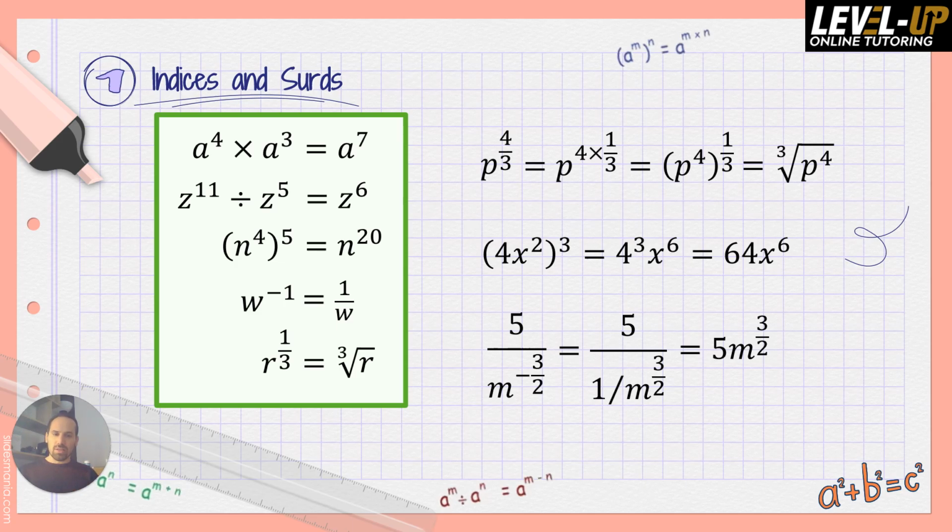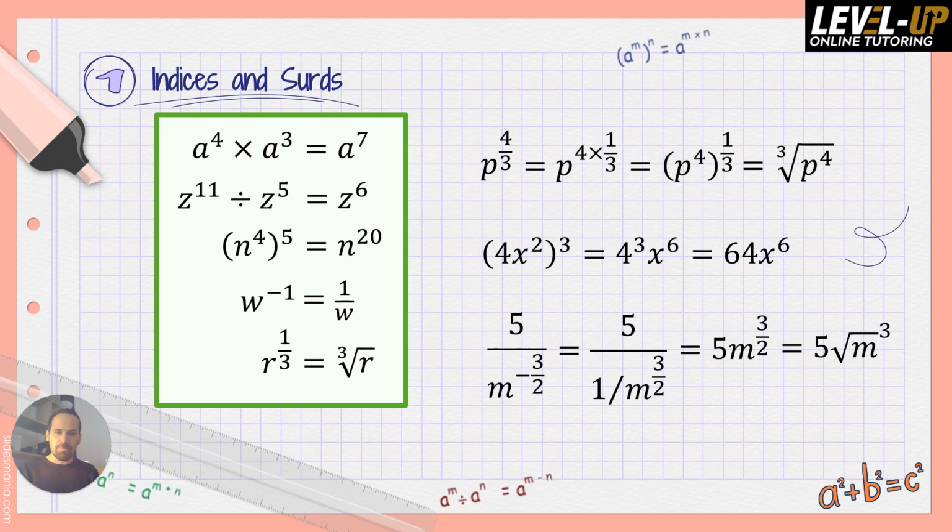So it's basically 5 times by m to the 3 over 2 over 1, which over 1 doesn't change anything, does it? So it just becomes 5m to the 3 over 2. So you see there, from those few basic laws, we can simplify a lot of other more complex indices and surds problems. So we need to be mindful of those.